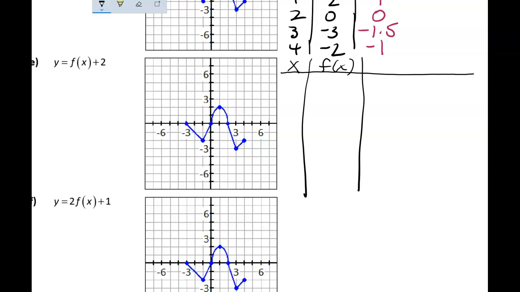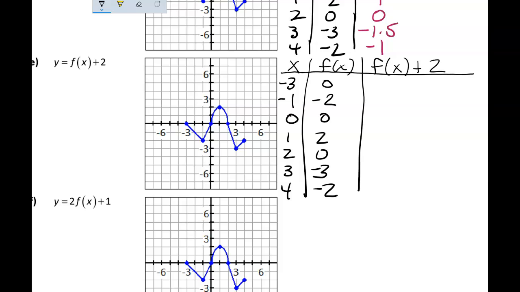So we have x and f of x columns, and the y's for this new function are produced by adding 2. And I was going to skip over -2, right? So -1, -2, 0, 0, 1, 2, 2, 0, 3, -3, and 4, -2. And then to get the last column, we're simply going to add 2.